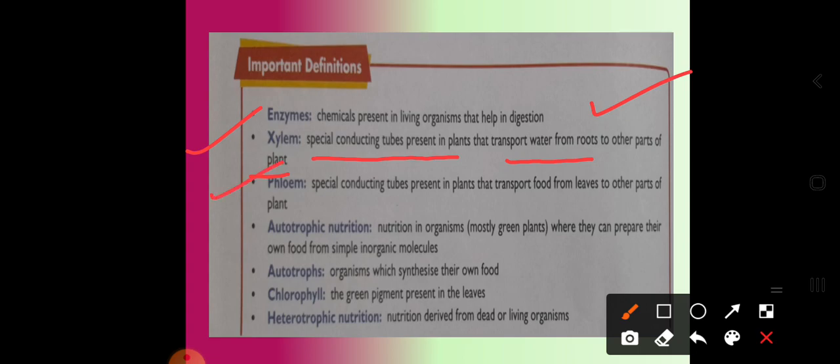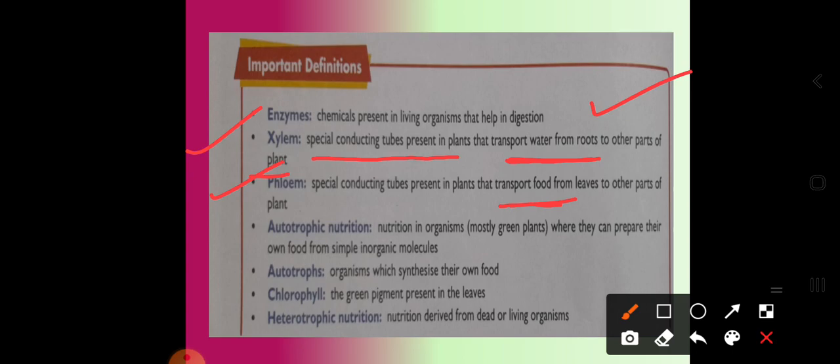And then what is the phloem? Phloem is also one type of tissue, but what is the work of phloem? It is transportation. What are they going to transport? They transport food from leaves to the other parts of the plant. Xylem is for transporting water, and phloem is for transporting food. Keep both of these things in your mind, don't get confused. Xylem is for water and phloem is for transporting food.